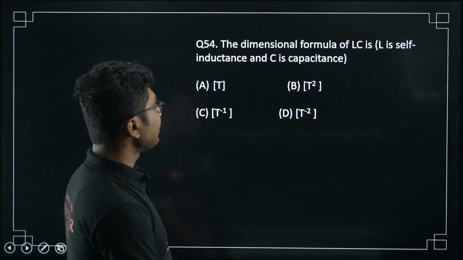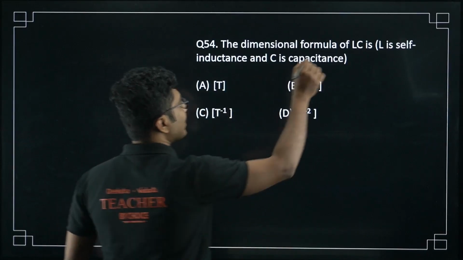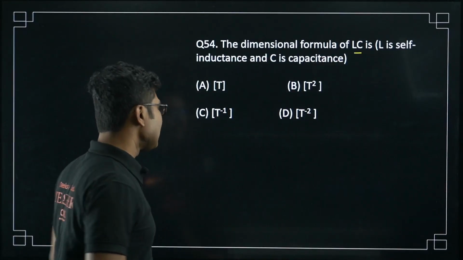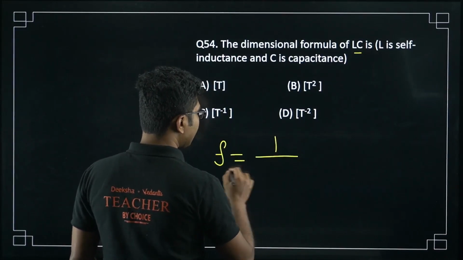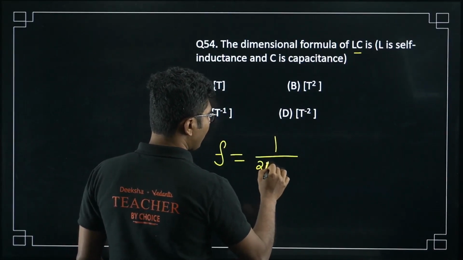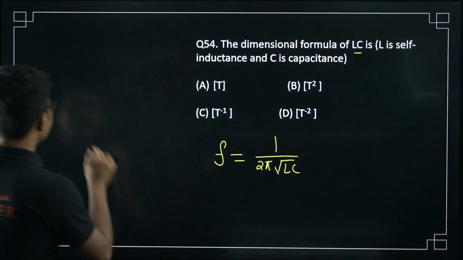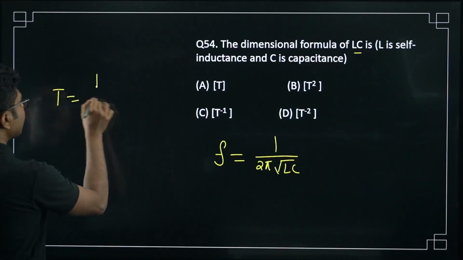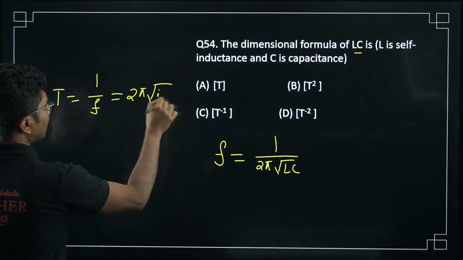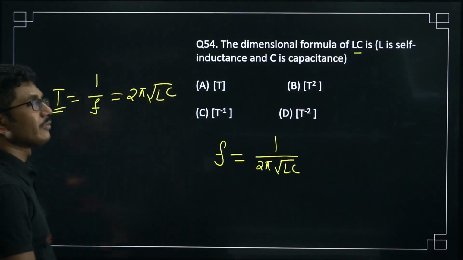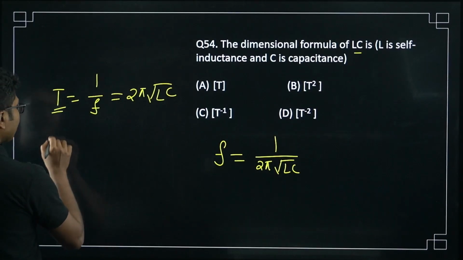Okay, the dimensional formula of LC is, so what is LC? L is obviously inductance, C is capacitance. So the resonance frequency is 1 by 2 pi square root of LC. Now frequency means what is time period? Time period is 1 upon frequency, that is 2 pi square root of LC. Now time period means what? Time period means time, right? So the dimension will be time.